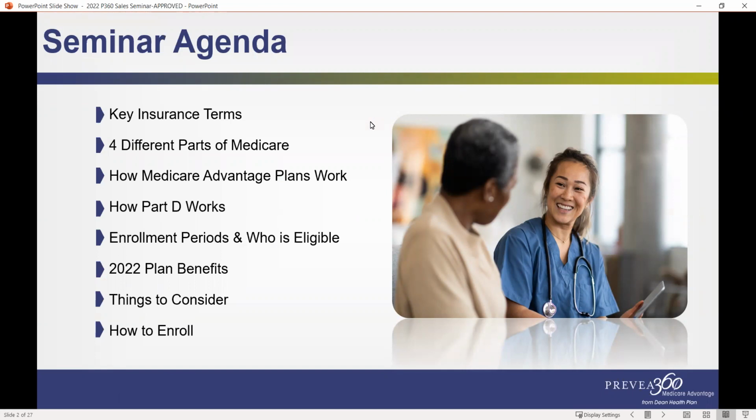Today, we're going to go over some key insurance terminologies. We're going to talk about the 4 different parts, or as I call it, the ABCDs of Medicare. We're going to talk about how Medicare Advantage plans work, how Medicare Part D works, enrollment periods and who and when is eligible to enroll. We're going to go over our 2022 plan benefits, some things to consider when you're shopping for plans, and then how to enroll.